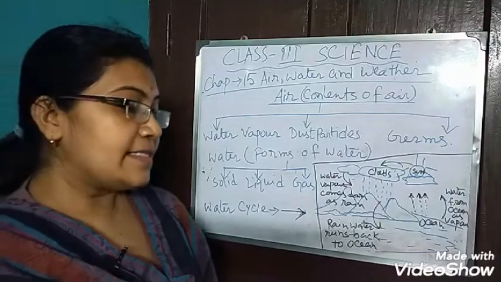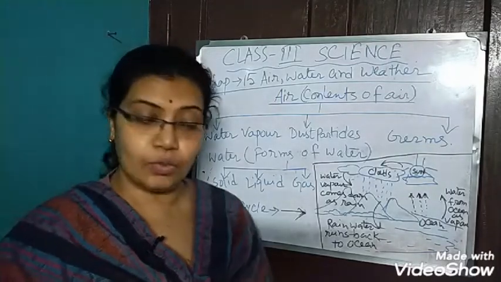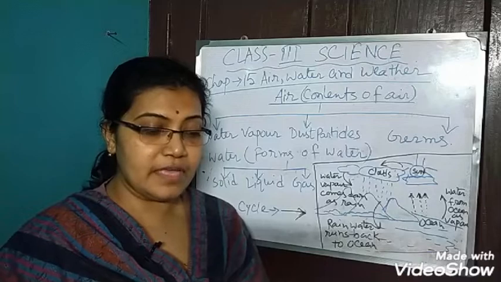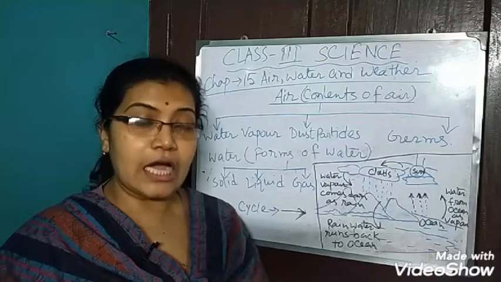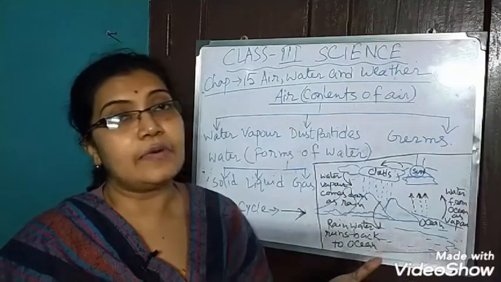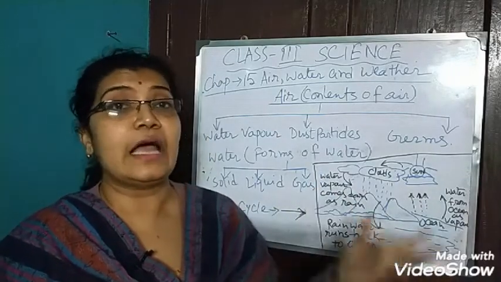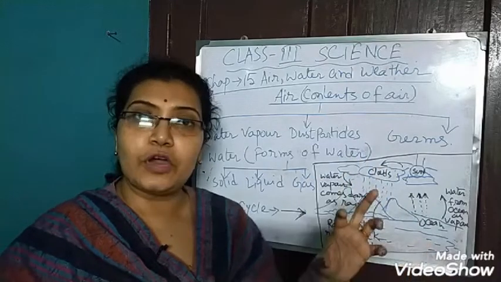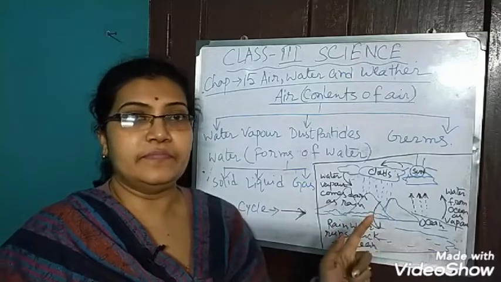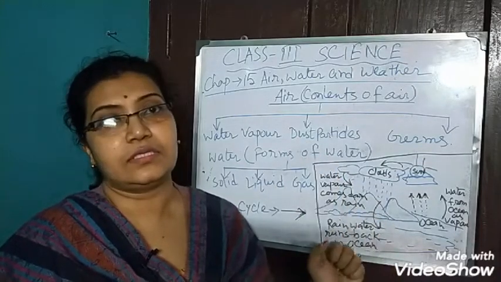Contents of air. Green plants absorb carbon dioxide from the air for making their food. We all know that. And they release oxygen. All animals including human beings breathe in oxygen and breathe out carbon dioxide. We are inhaling oxygen and breathing out carbon dioxide. The green plants make food with the help of carbon dioxide absorbed from the air, in the presence of sunlight during the daytime. After making their food, the green plants release oxygen.